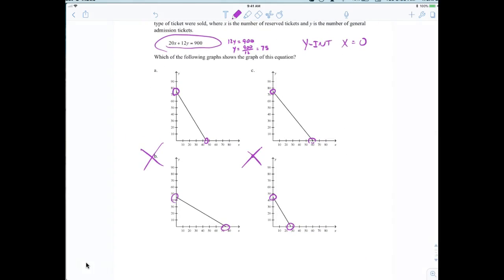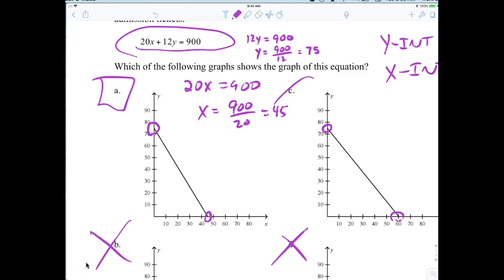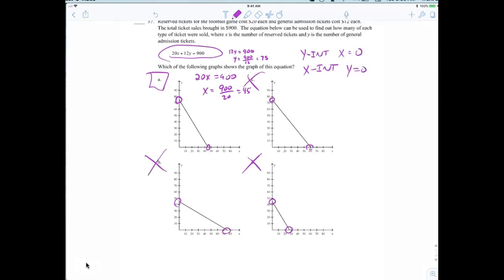So now the x-intercept. If the y-intercept is when the x is 0, the x-intercept is going to be when the y is 0. I think that's the easiest way to do it. So now if I plug 0 in for y, I get 20x is equal to 900. So if I divide 900 by 20, I think I get 45. All right, so my correct answer there would be what? Correct answer would be A. All right, here we go.